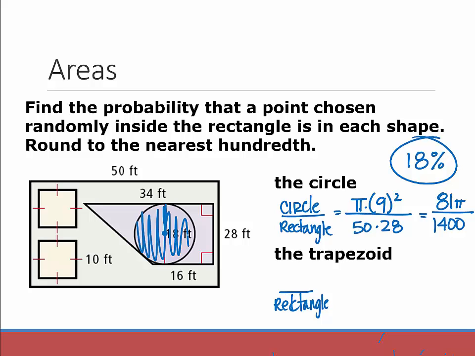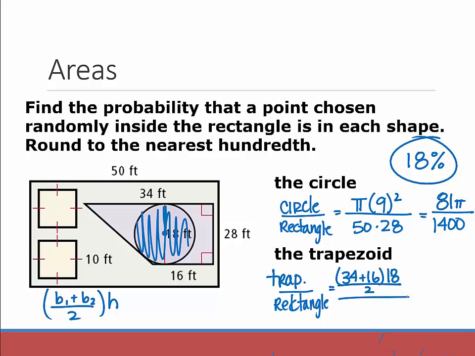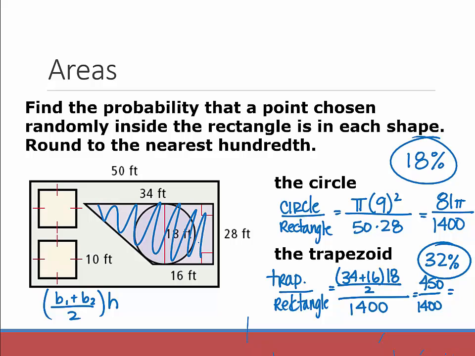Now the next one we've got to figure out is the trapezoid. And with the trapezoid, we have to remember the formula for a trapezoid. And remember, you're going to take the two bases, add them together, cut them in half, and multiply by the height. So my two bases are 34 and 16. And then we'll multiply that by the height, which is that 18, because that is the height of the circle as well. Cut that in half. And then remember we've got to divide by the rectangle, which we know is 1400. So 34 plus 16 gives us 50. You cut that in half, you get 25. And then we've got to multiply by 18. So the trapezoid is 450 divided by the 1400, that's the rectangle. And about 32% of the time, we're going to end up inside that trapezoid.